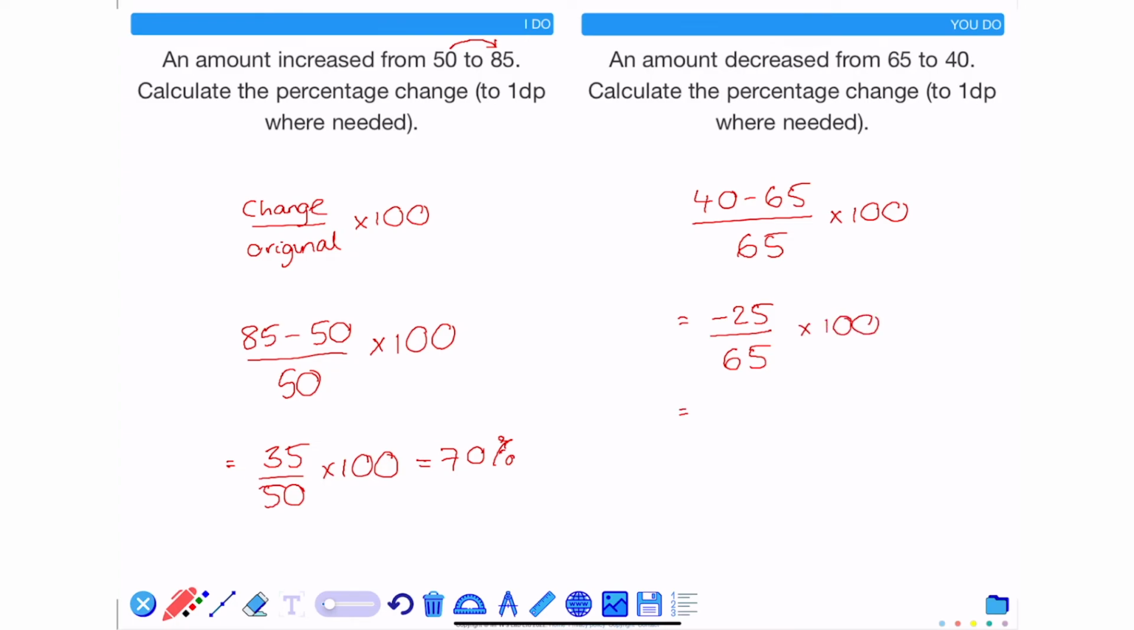and using a calculator is negative 38.4615%. Rounding to one decimal place is negative 38.5%. Now because this answer is negative, I've decreased by 38.5%. So the percentage change is 38.5%.